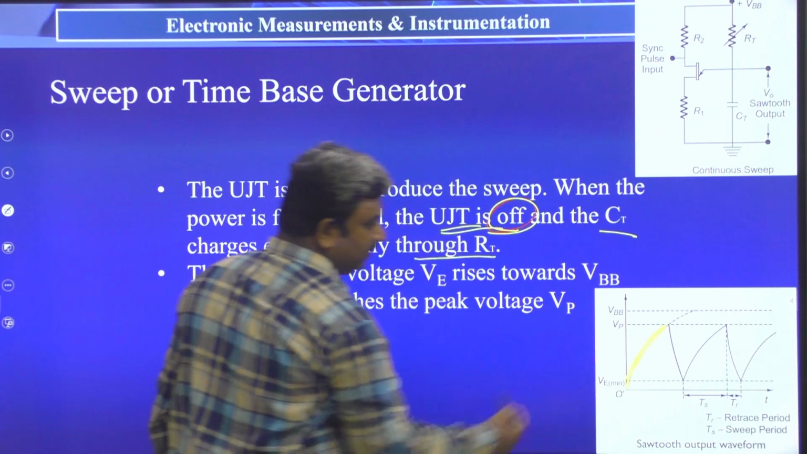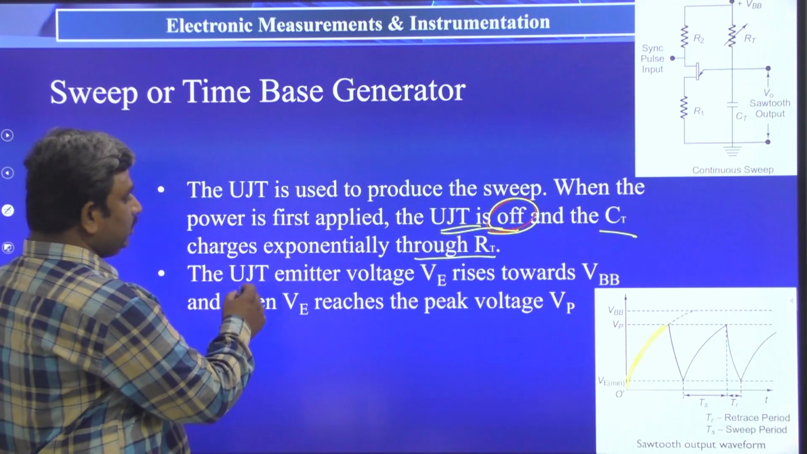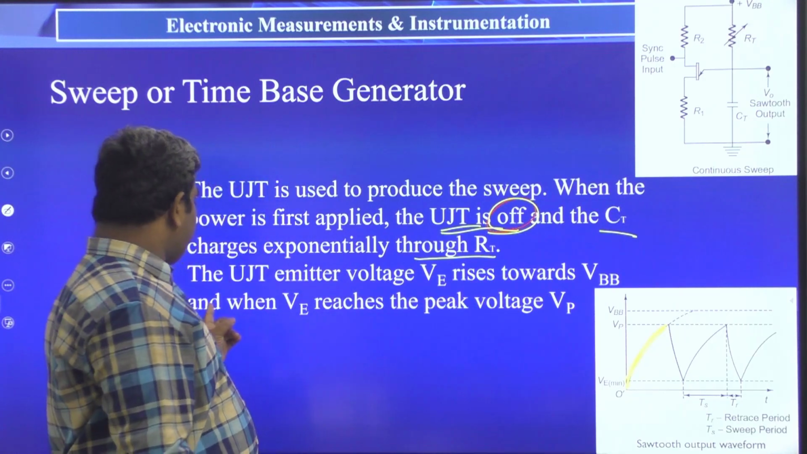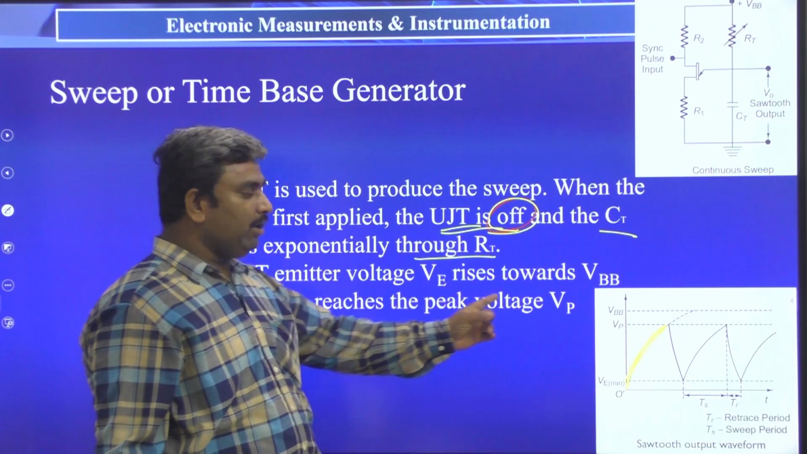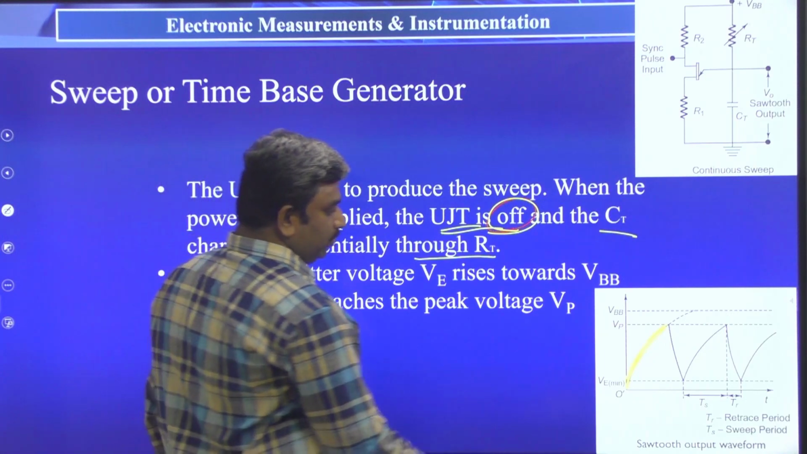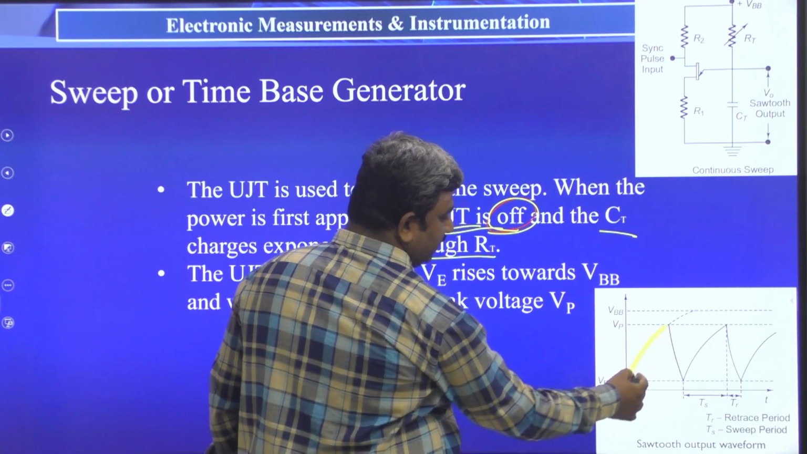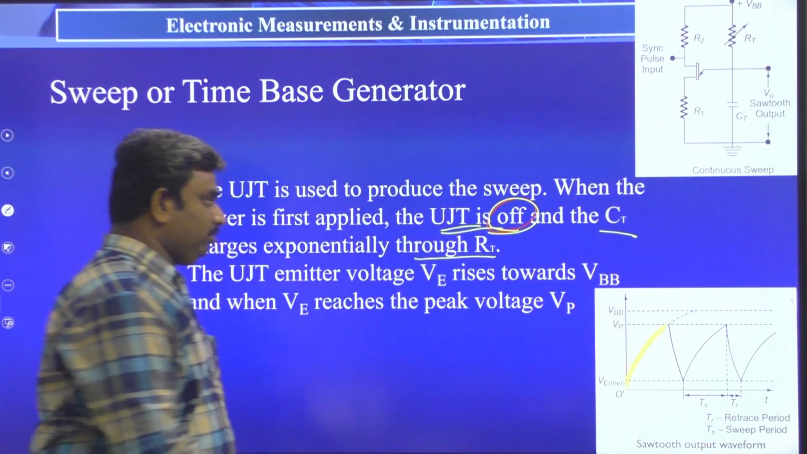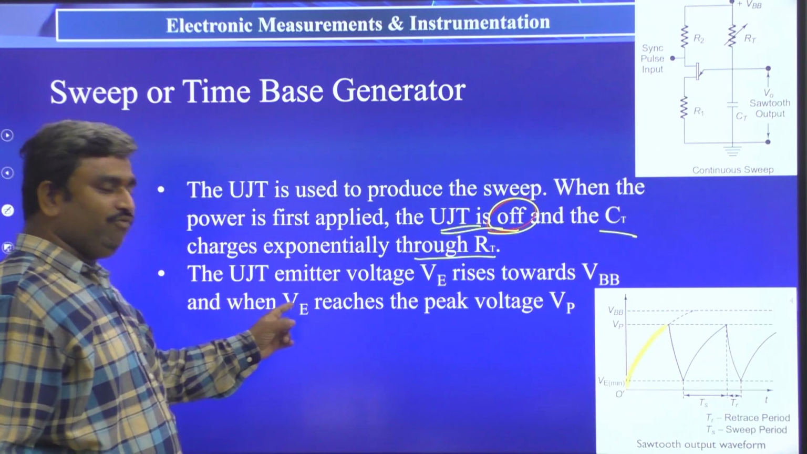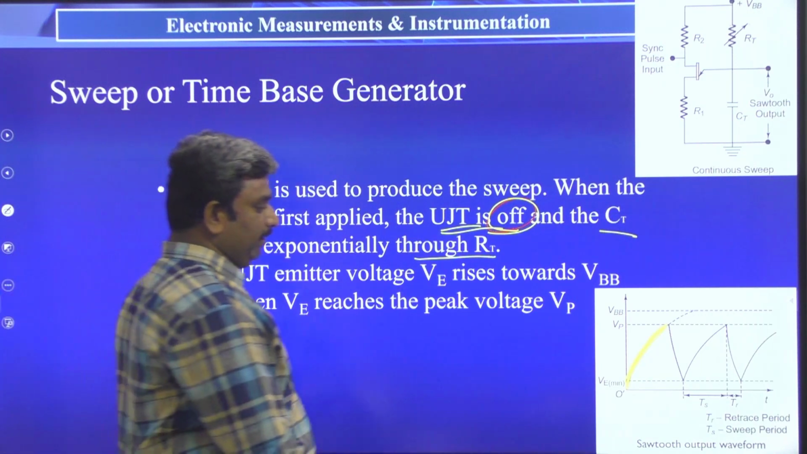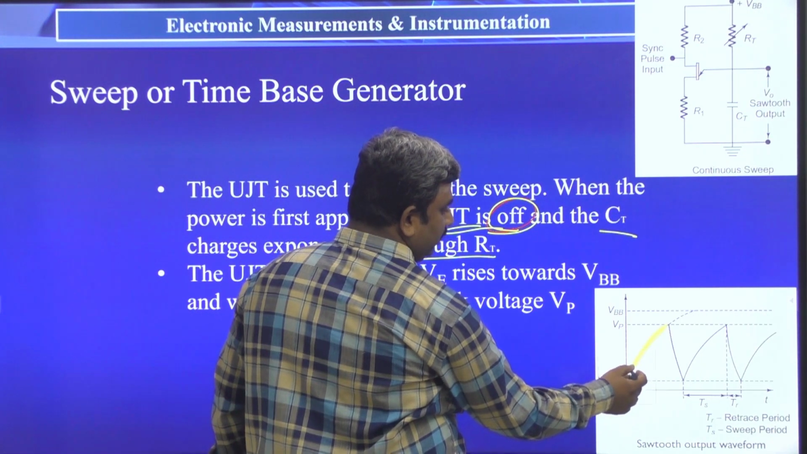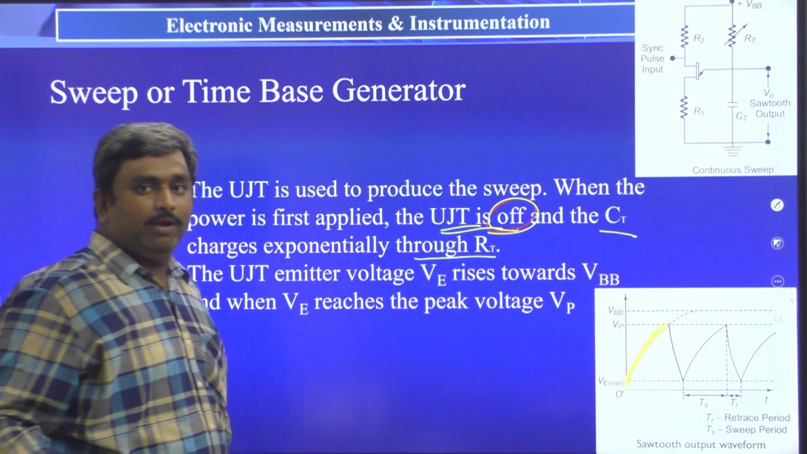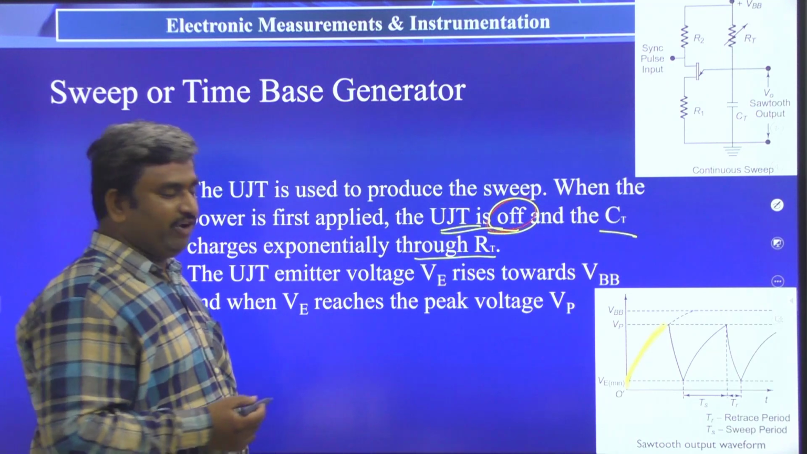Then we will get this charging waveform. Next, the UJT emitter voltage VE rises towards VBB, and when VE reaches the peak voltage VP. So while the capacitor is in the charging position, the emitter voltage is charged up to VP, the peak voltage. So that is the first step.